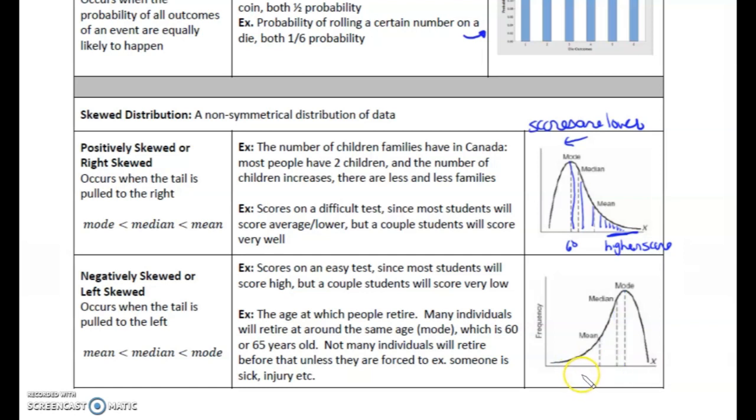And then the age at which people retire. Many individuals will retire around the same age. So again, this would be maybe age 60, 65. Very few people are going to retire maybe at 40 years old. Most of the individuals retiring are going to cluster around 60.